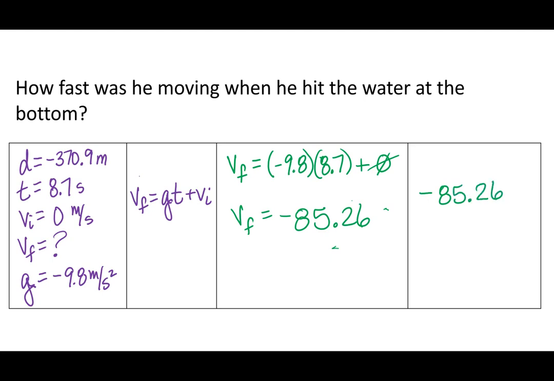Now, what is the unit? Well, we've got meters and seconds, and plus VI is meters per second. So VF is also going to be meters per second. Well, what does that negative mean? This means he is going to be going 85.26 meters per second downward.